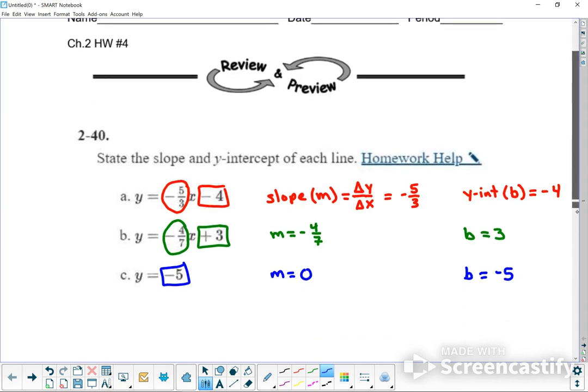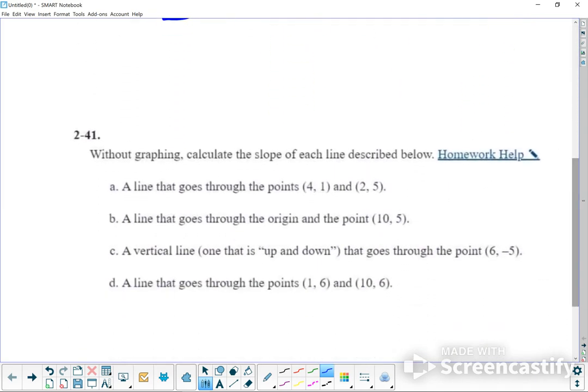Okay, that's it. Without graphing, calculate the slope of each line described below. So this is using Gloria's method. If you want to find the slope, you're going to take the y values and subtract them. So let's go with 5, and we're going to take away 1 in that order. So 5 take away 1. Here, I'll write it down this time. Over, and then we're going to do this with 2. Because we started with 5, we have to start with 2. Take away 4.